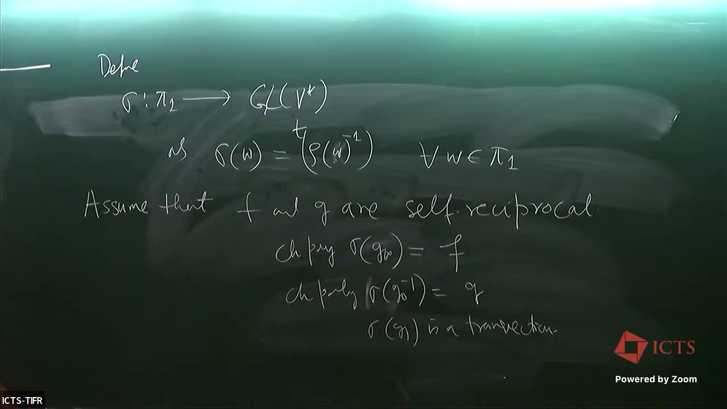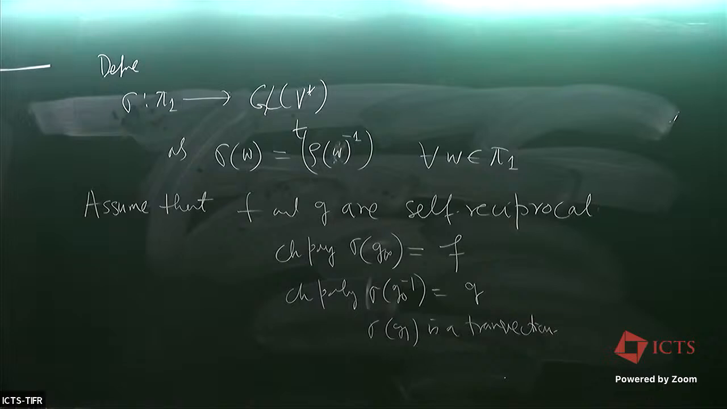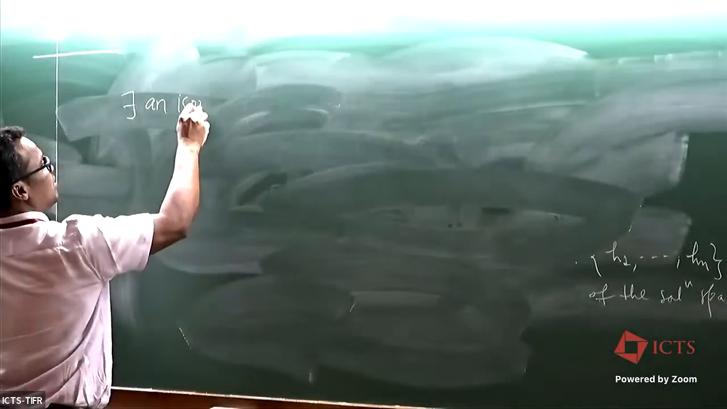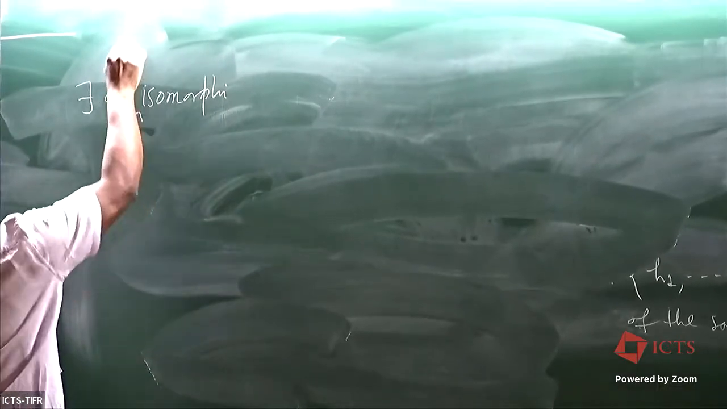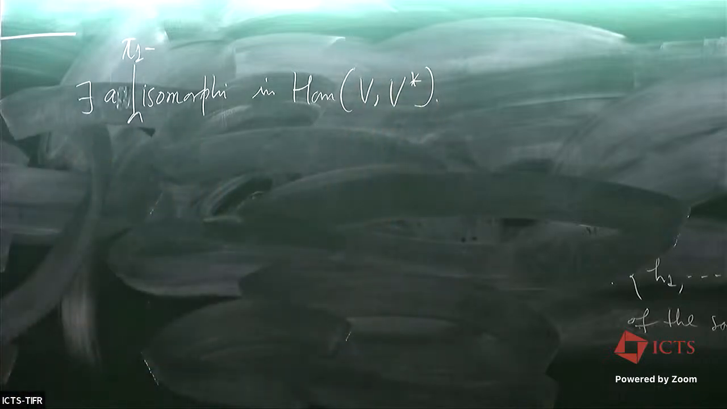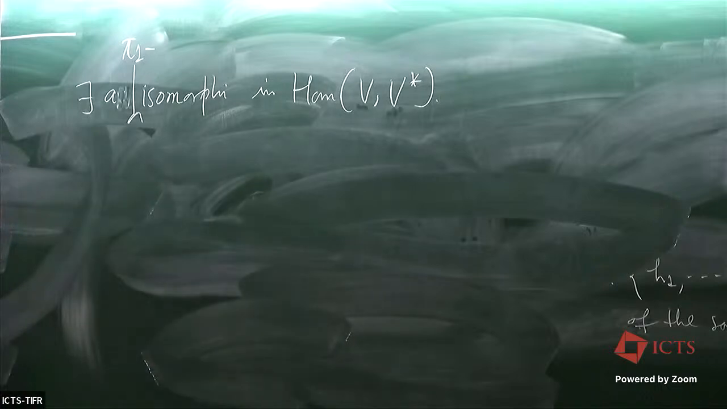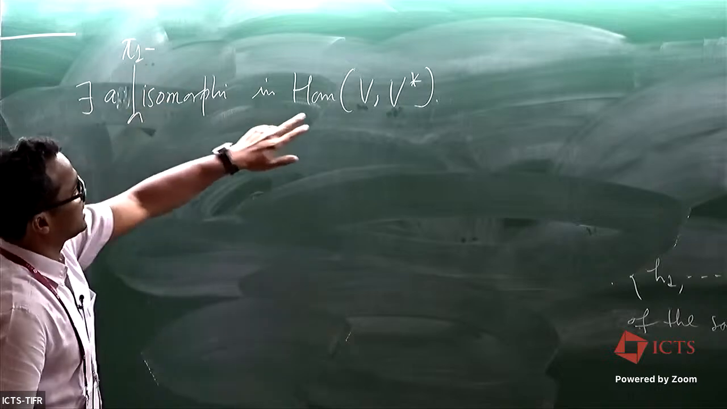Because of the rigidity condition of Levelt's theorem, we get that in case F and G are self-reciprocal, sigma is equivalent to rho. So what does that mean? That means that there exists an isomorphism, actually there exists a pi 1 isomorphism from V to V star. Basically, equivalent means that pi 1 acts on V star through sigma and on V through rho. So there exists a pi 1 isomorphism in this.